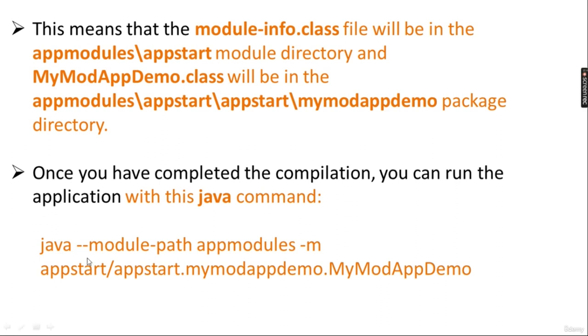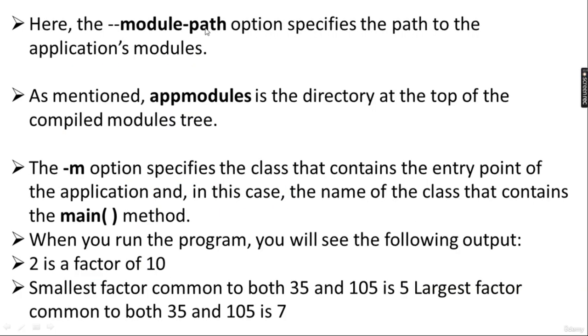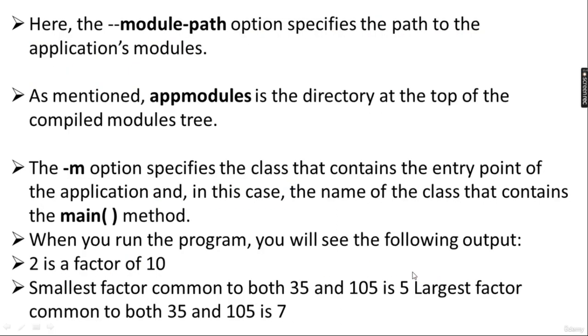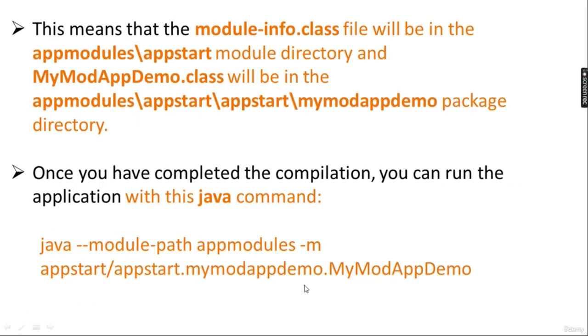So how to run this: java --module-path app modules -m abstract/abstract.mymod.app.demo.mymod.app.demo. Here the module path specifies the path to the application modules, the directory at the top of the compiled modules tree, and the -m option specifies the class, abstract slash abstract dot mymod app demo, the class that contains the entry point of the application, in this case the class that contains the main method. This class has public static void main, so this will be the entry point.